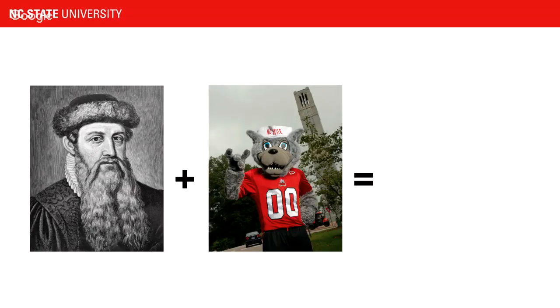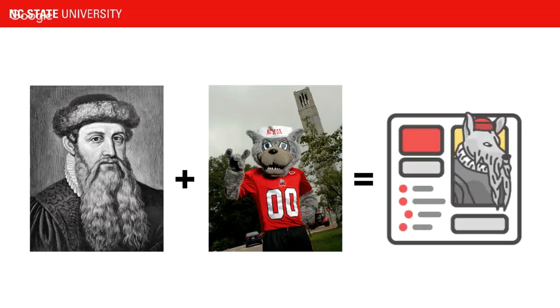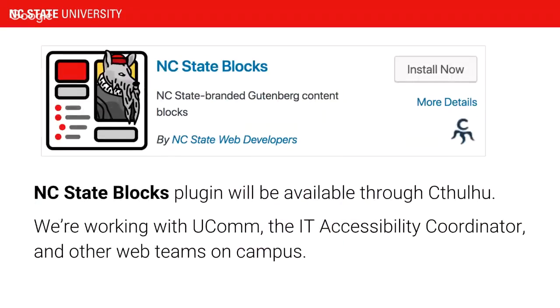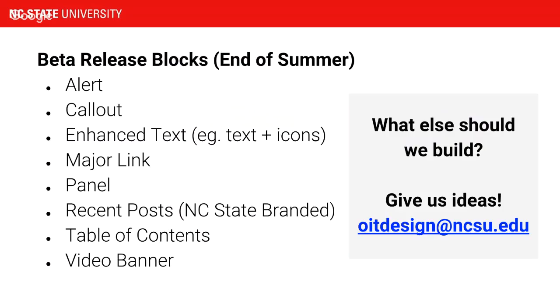So when we look at Gutenberg plus Wolfie, we end up with Wolfenberg, which is just the mascot for a plugin that we've been working on called NC State Blocks. It will be available through Cthulhu. We've been working with UCOM, the IT accessibility coordinator, and other web teams on campus. Basically, this is going to be similar to NC State Shortcodes, where it is a set of custom blocks customized for NC State's campus. So if you're used to the major link or those other elements, this will have that. We're a little bit behind on our timeline, and we've been working to make sure of compatibility, and it's not out yet.